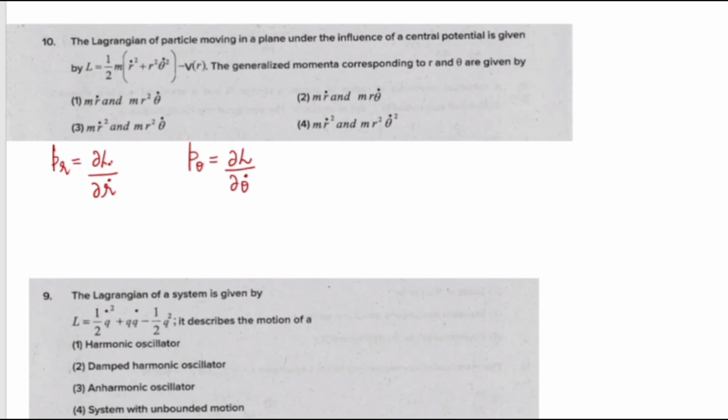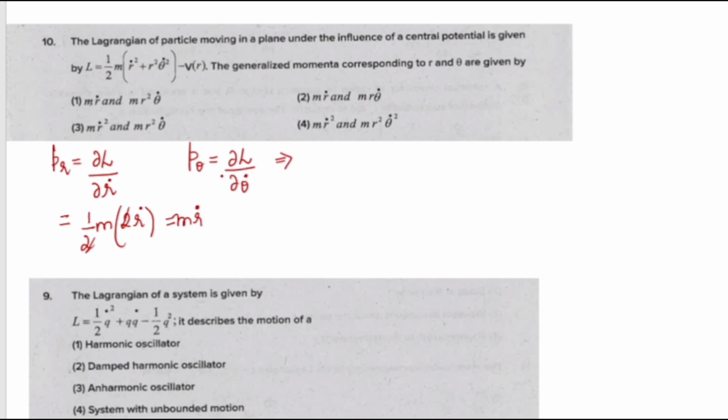So I am substituting the Lagrangian and differentiating partially with respect to r dot, we will get p_r, and differentiating partially with respect to theta dot, we will get momentum corresponding to theta. On differentiating partially, I'll get half of m r dot square. On differentiating, we will get 2 times r dot. Here we don't have an r dot term in the rest, so the rest of the terms will be 0. So the 2 gets cancelled, it will be m r dot.